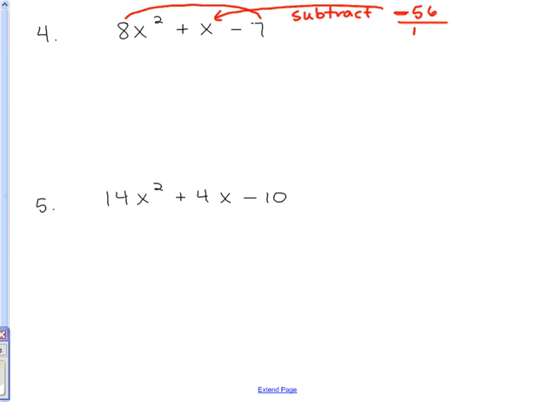Okay, if we need to make a list, we start with 1 times 56. That's not going to subtract to be 1. 2 will go into 56 28 times. That's not going to subtract to be 1. 3 will not divide into it. 4 will go into 56 14 times. That's not going to subtract to be 1. 5 will not divide, 6 will not divide, 7 will divide 8 times. If I subtract 7 and 8, that is going to give me positive 1.